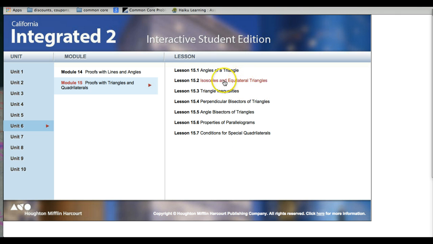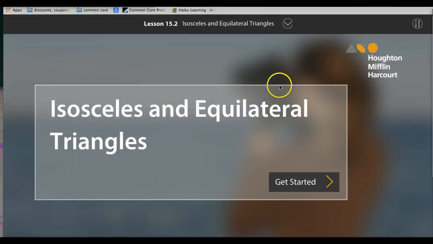So I just want you to think about the fact that we have to finish one section per day, and just keep that in mind. We already did 15.1, so you're going to click on 15.2. And when you do that, a new page pops up like this. So today we're going to learn about isosceles and equilateral triangles.